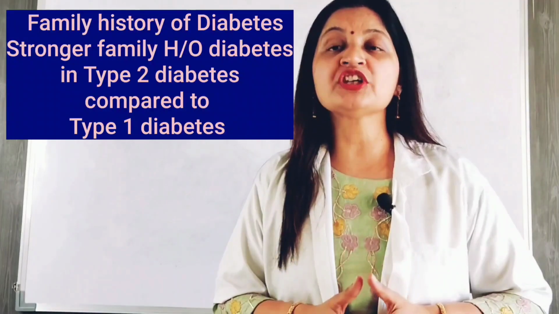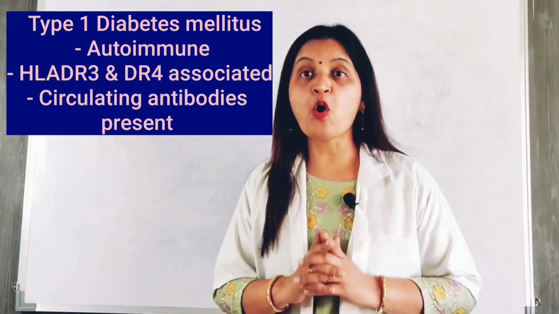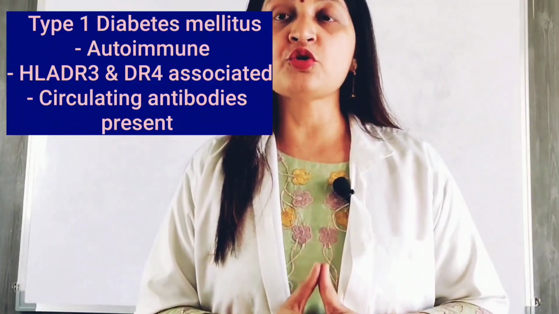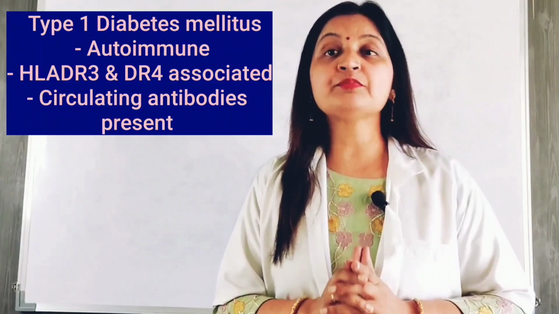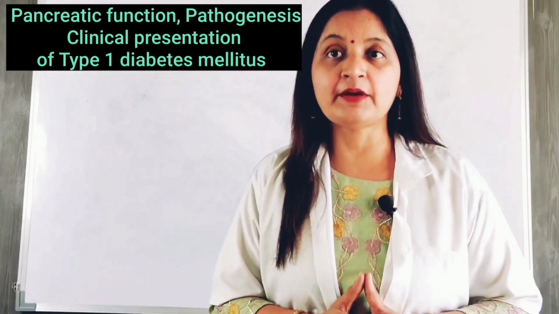However, there is no association with HLA types. Type 1 diabetes mellitus is due to autoimmune destruction of the pancreatic beta cells. There is strong association with HLA DR3 and DR4 and there is presence of circulating antibodies against insulin and islet cells or beta cells of the pancreas.